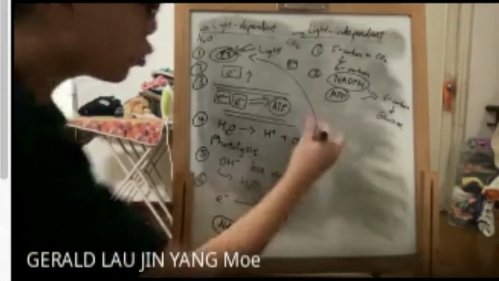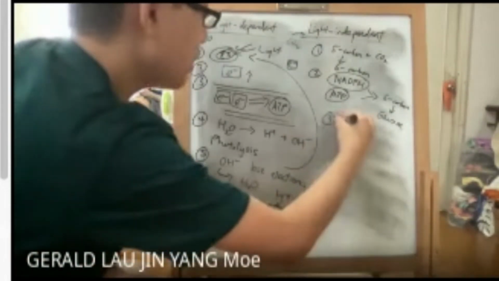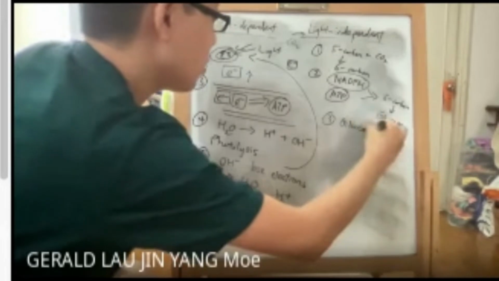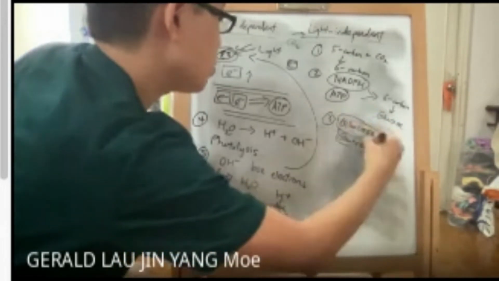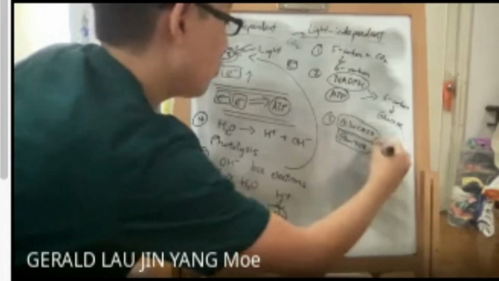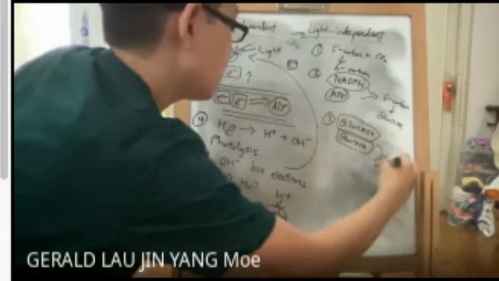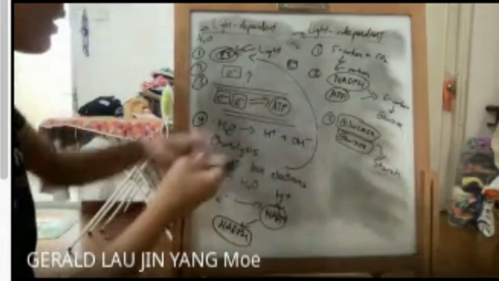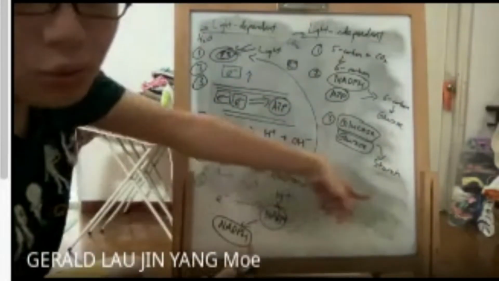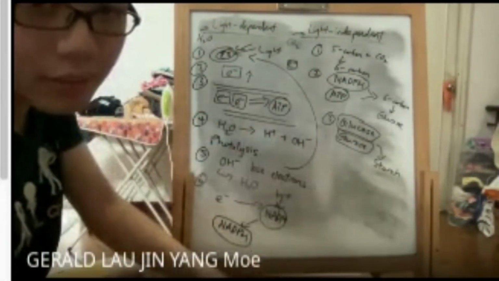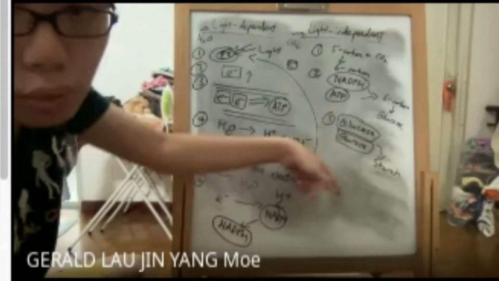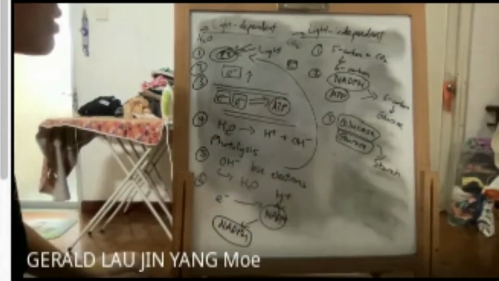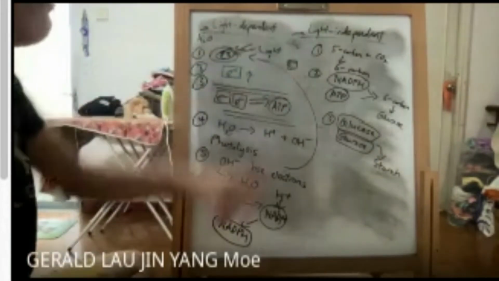And then a lot of glucose combine together, all this glucose condensed together to form starch. Then it's stored in the plant. This is how you form the starch. So that's all. It is stored in the stroma of the chloroplast. Finished. This is the light independent reaction.